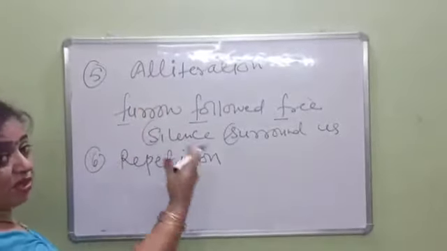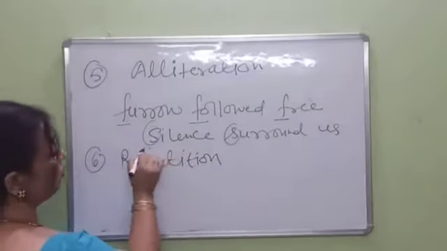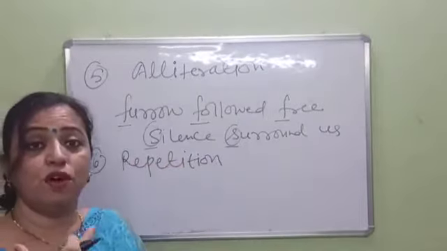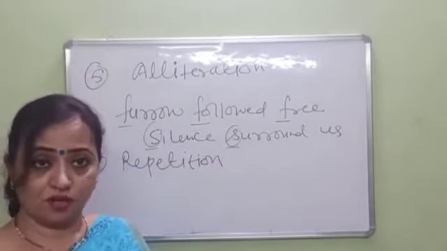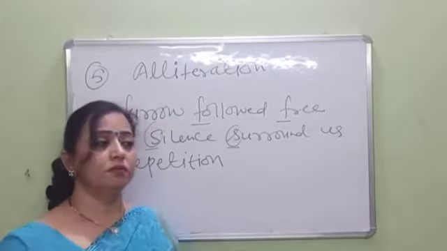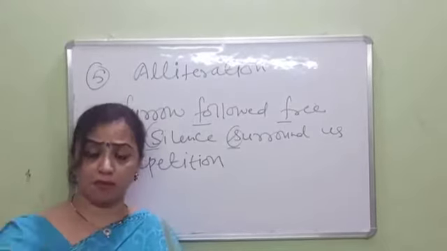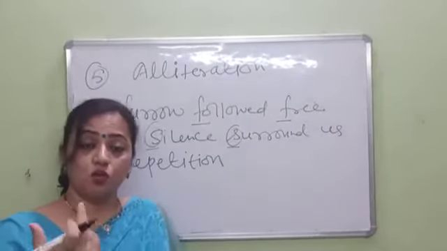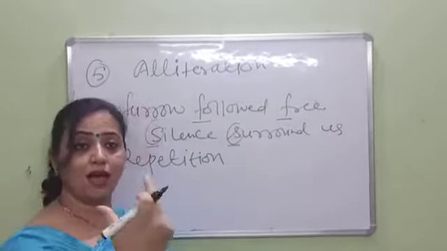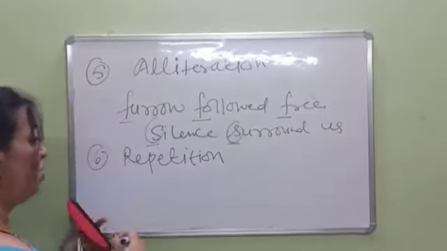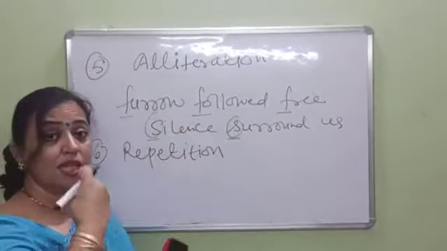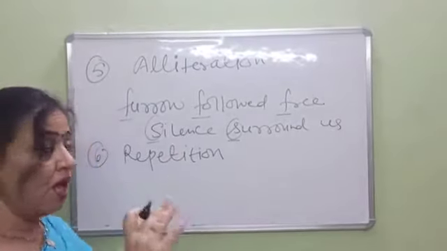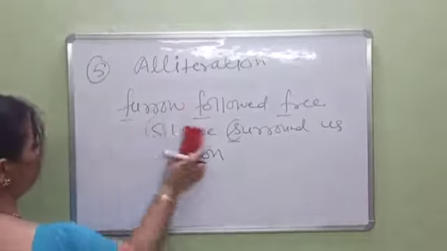Now coming to repetition. In alliteration you are given the sound, but in repetition you would be given a word or a phrase. Just like in The Rime of the Ancient Mariner: "Ice was here, ice was there, ice was everywhere." So what word is repeated here? Ice. So when you are given sound, that is alliteration. When you are given words or phrases, that is repetition. Again, these two were similar ones which we have done.